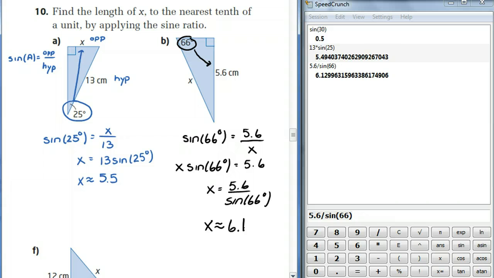And again, I'm going to ask myself, does my answer make sense? Yes, it does, because it should be longer than 5.6.